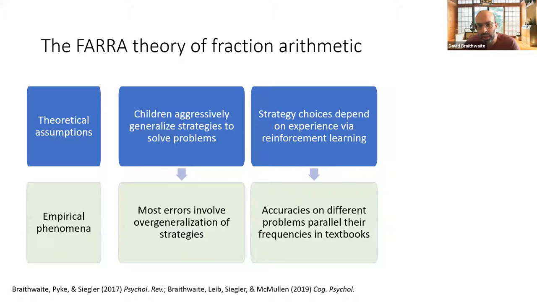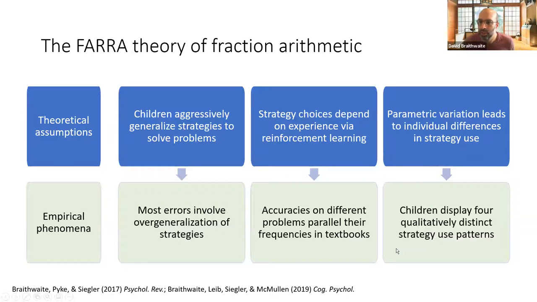The second assumption is that children's choices among different strategies, such as choices between correct and incorrect strategies, depend in large part on their experience via a reinforcement learning mechanism. In other words, children learn in large part by trial and error. Each time they solve a problem, they strengthen the association between that type of problem and the procedure that they use to solve it. And this assumption implies that children's accuracies on different types of problems are going to reflect the frequencies with which they have encountered those problems in the past, because they will associate correct procedures more strongly with types of problems that they encounter more frequently. Conversely, problems that they encounter rarely, they are likely to associate correct procedures less strongly with those problem types and therefore perform less well on them. So children's accuracies on different types of problems should parallel the frequencies with which those problems appear in their experience, such as in math textbooks.